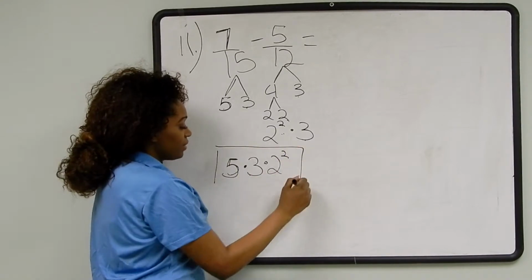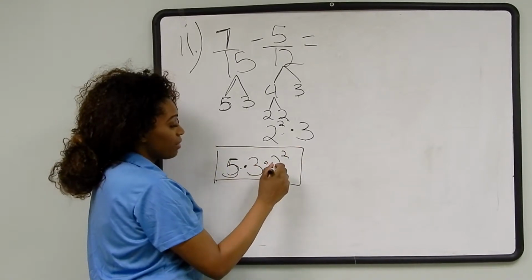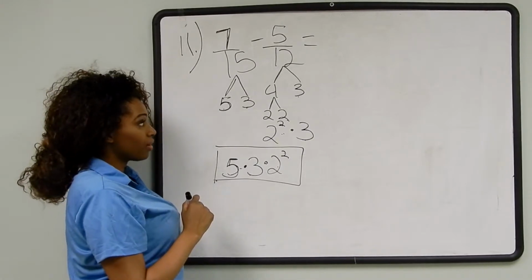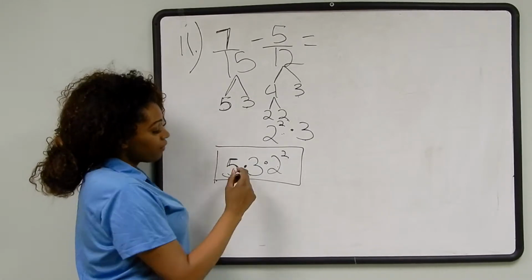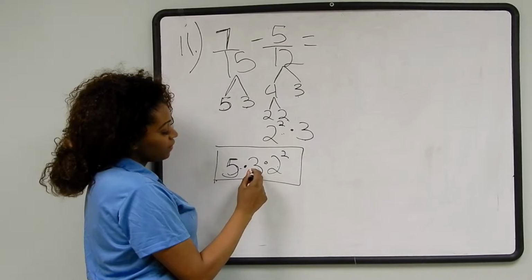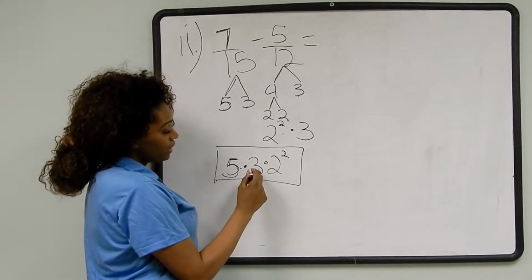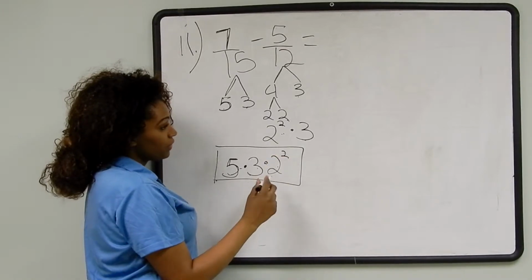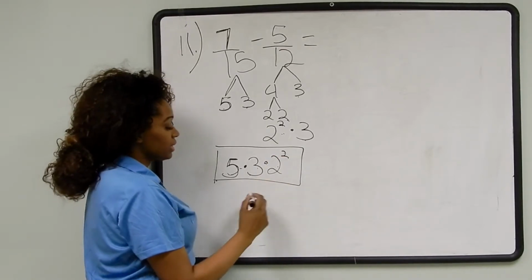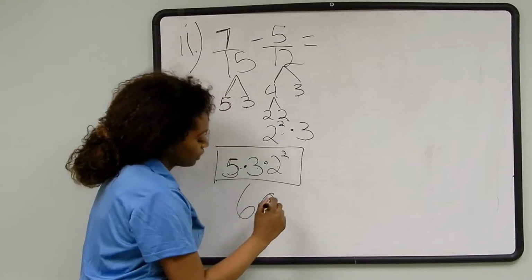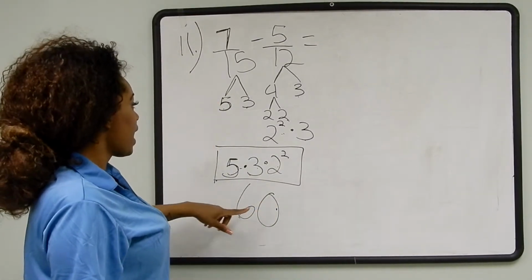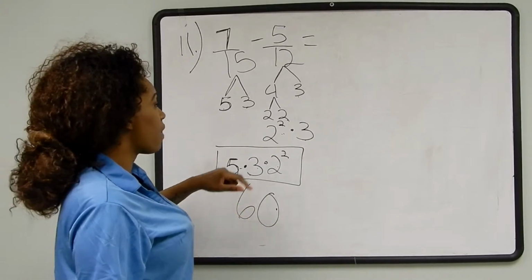So 5 times 3 times 2 to the second power should give us our least common denominator of 15 and 12. 5 times 3 is 15. 15 times 2 squared, 2 squared is 4. So 15 times 4 is 60. Is 60 a multiple of 15? The answer is yes. And is 60 a multiple of 12?